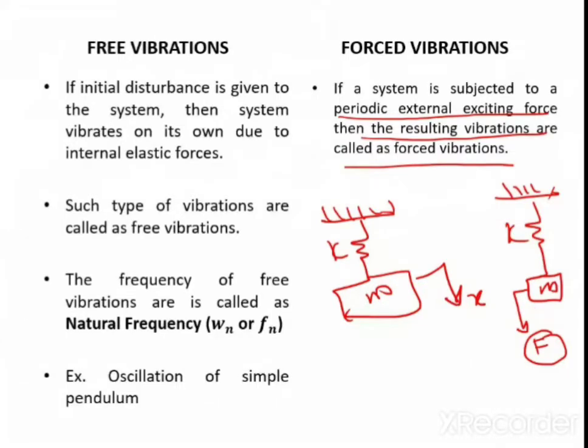Now the example of free vibration is a simple pendulum. Now you have seen that if we oscillate a pendulum once, it keeps oscillating and after some time it will come to rest. But if you keep the same pendulum behind glass, that is inside a vacuum, it will remain oscillating. Why? Because there is no air resistance there. Means you are keeping it in negative air pressure, right?